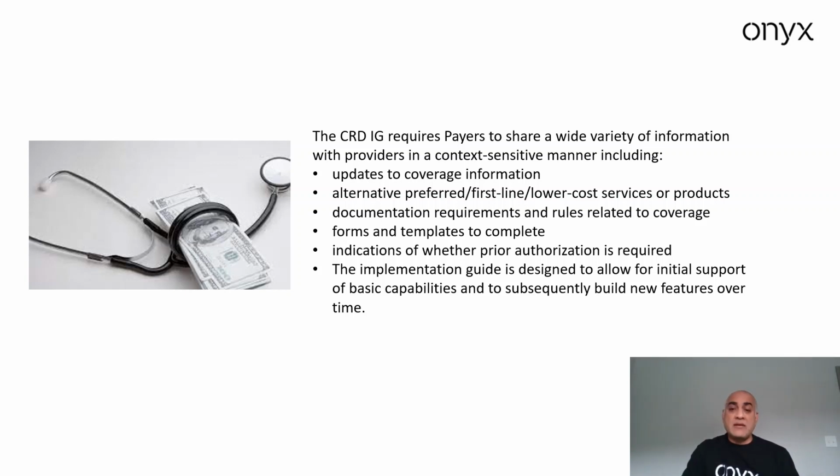So in short, coverage requirements discovery is used to determine if a prior authorization is required for a treatment or a service for a patient. This is the first component of electronic prior authorization, and the implementation guide is defined by the HL7 standards.